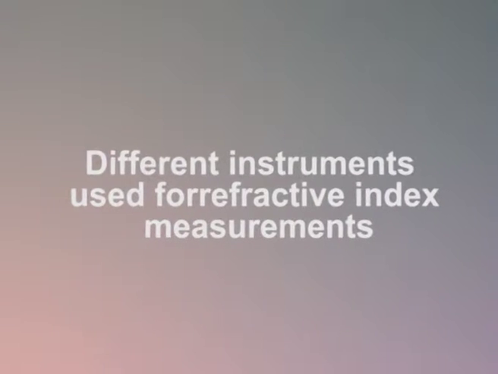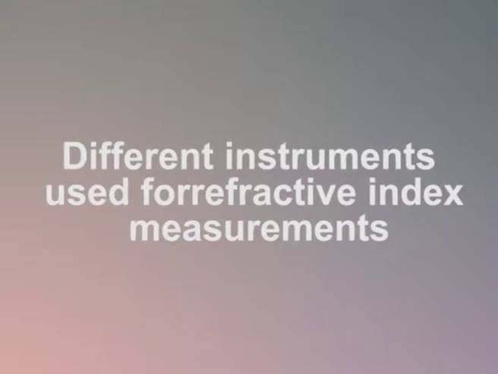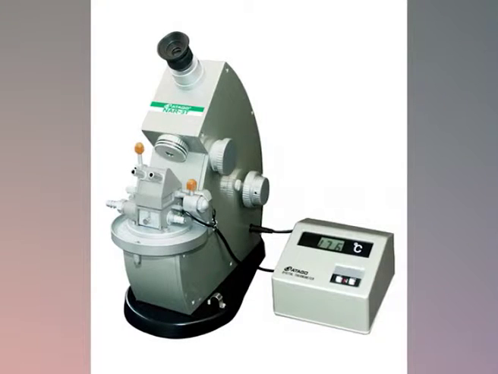Different instruments are used for refractive index measurements. Let us come to this now. There are a number of instruments to calculate the refractive index of glass fragments. Some of them are as follows. The first one is the glass refractive index machine, that is GRIM. The glass refractive index machine, designed by Foster and Freeman, utilizes the oil immersion temperature variation method for the determination of refractive index of glass.